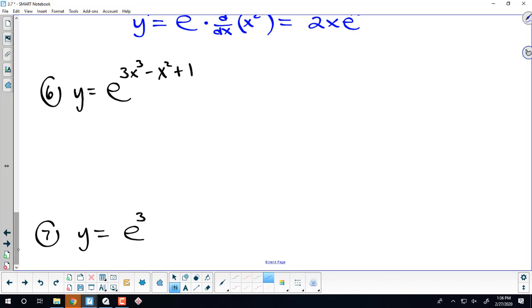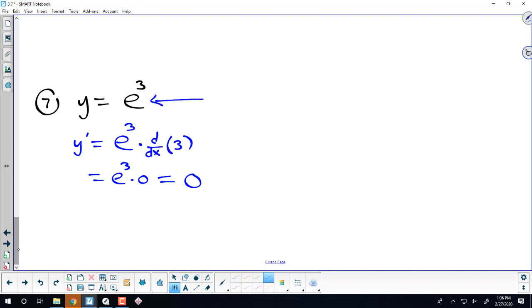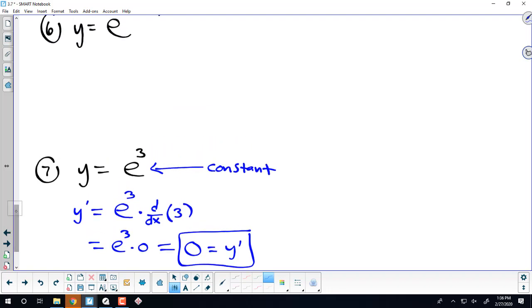Look at the derivative of e to the third. It would be 0, because it's a constant, right? I mean, we can still think about it: y prime is just e to the power times the derivative of the power. What's the derivative of 3? 0. So you have e cubed times 0, which is 0. But it's easier just to recognize that as a constant. The derivative of any constant is 0. So it still kind of works there.